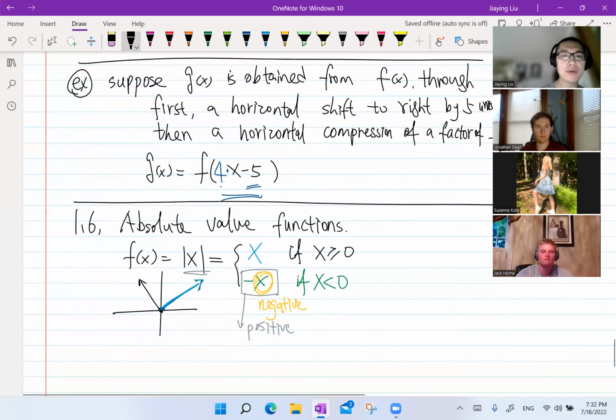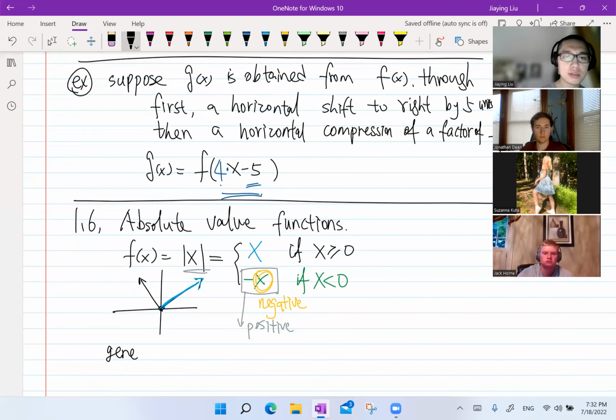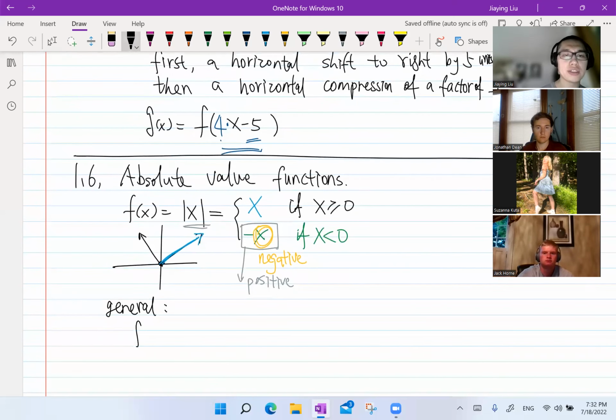And a general formula of an absolute value function has the form f of x equals a, well, sometimes they write m, meaning the slope, m times absolute value of x minus h, absolute value, plus k.